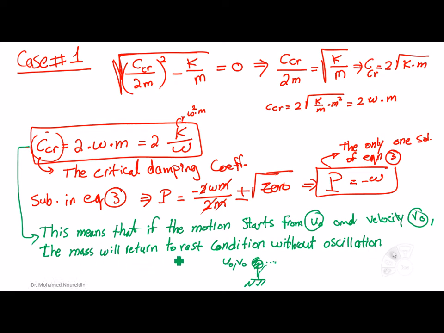The mass will return to its rest condition without oscillation. So this mass is going to go here and then go back without any kind of oscillation. Okay? That's the meaning. And that's the meaning here. This is the meaning. But let's define C critical. Okay?